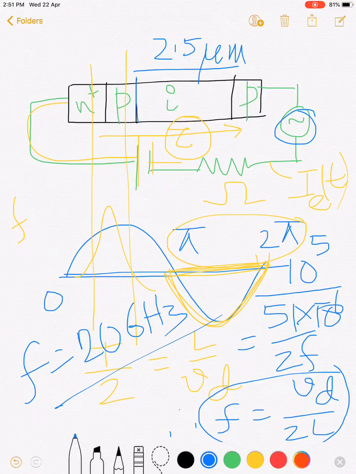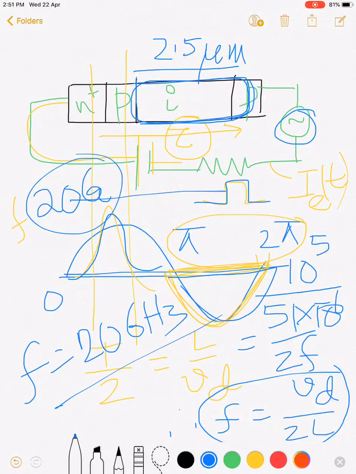That's how the IMPATT diode works as an amplifier in the microwave domain. So you understand that we have to generate the pulse in the positive cycle and traverse in a resonant manner in the negative cycle. That's why it works as an amplifier.